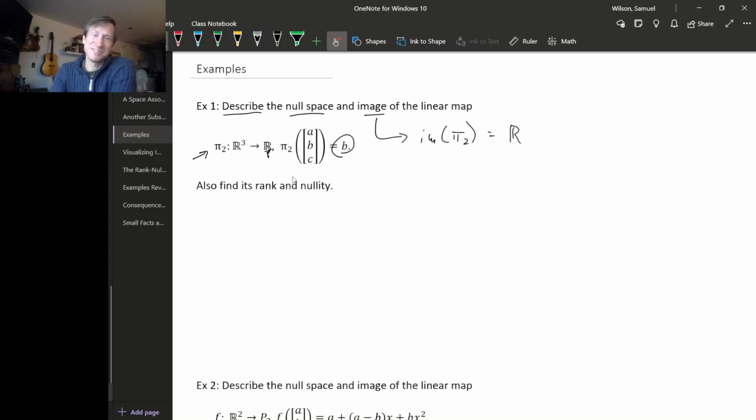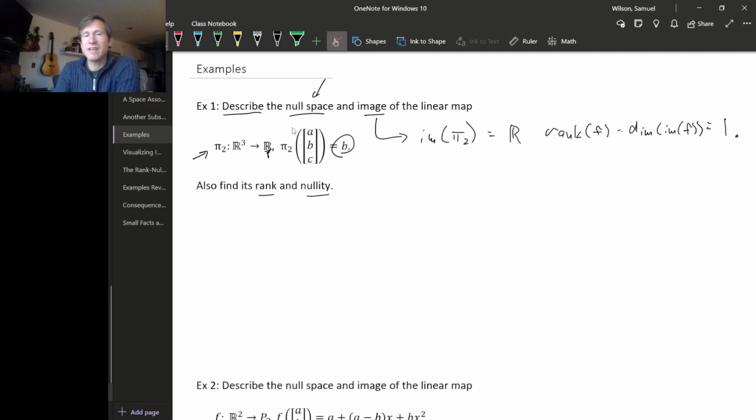All real numbers is a subspace of the vector space of all real numbers. So I guess that's not particularly interesting, but that does tell us what the rank is. Remember, the rank of a linear transformation, or a linear map, is the dimension of the image, and the image is clearly one-dimensional, so the rank of this map is 1. Now let's look at the nullity and the null space.